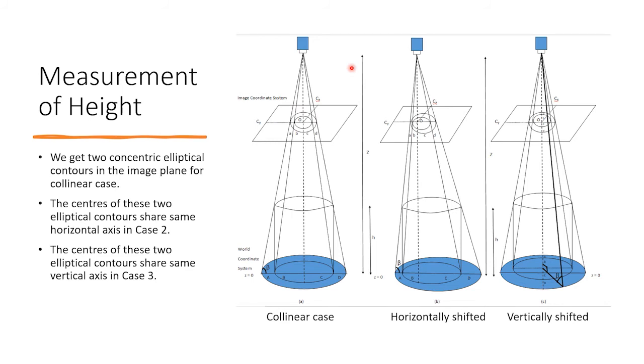In the second case, the cylinder is horizontally shifted from its center position. Therefore, we will not get concentric elliptical contours. However, the centers of these two contours share the same horizontal axis in this case. On the other hand, in case 3, when the cylinder is vertically shifted, the elliptical contour centers share the same vertical axis. Here, you can see it here.